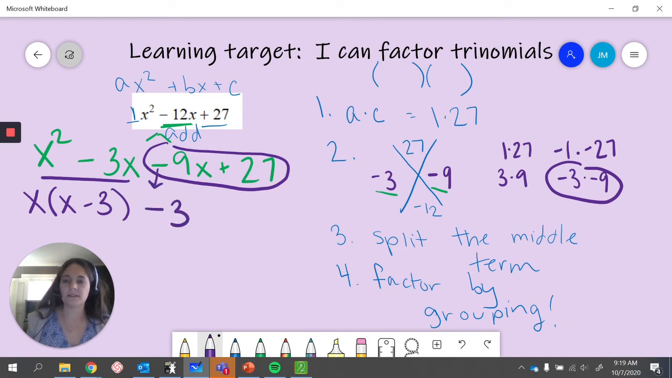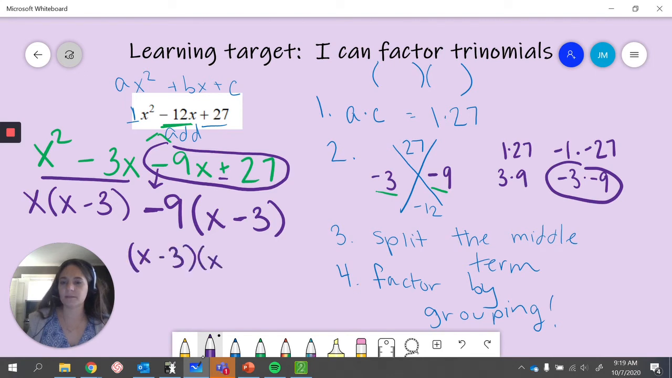It is silly, Mrs. McCallum, it's not negative 3. It is negative 9 because 9 times 3 is 27. So we're left with x minus 3. Be careful with your negative sign. A negative times a negative will turn to a positive. All right, our final answer is x minus 3 times x minus 9.